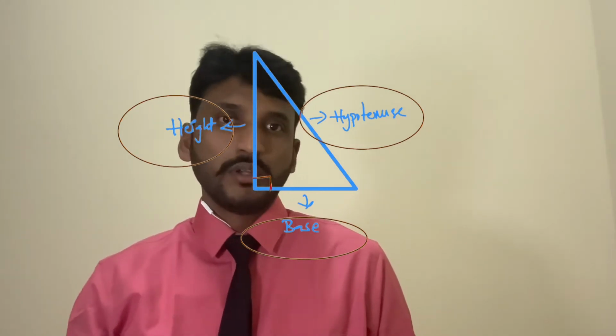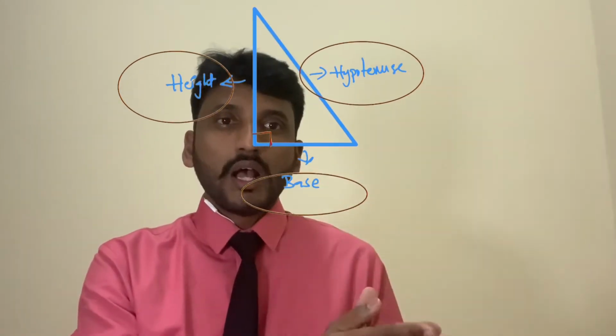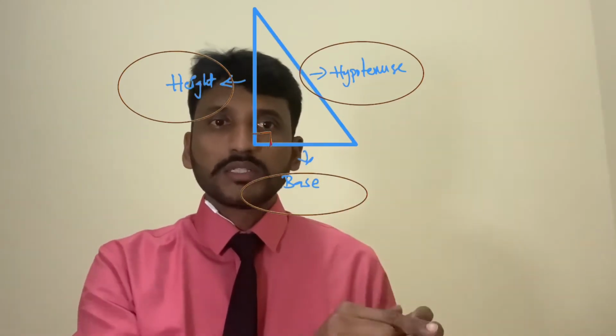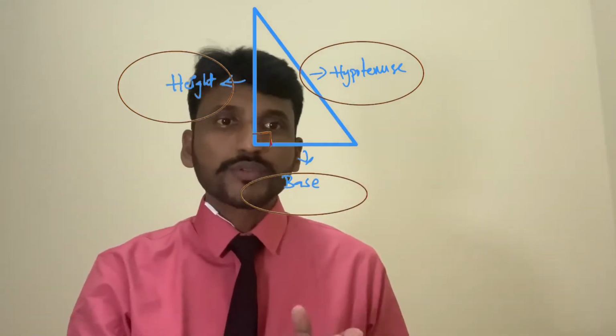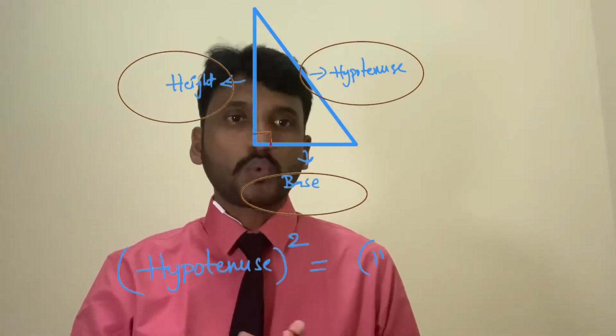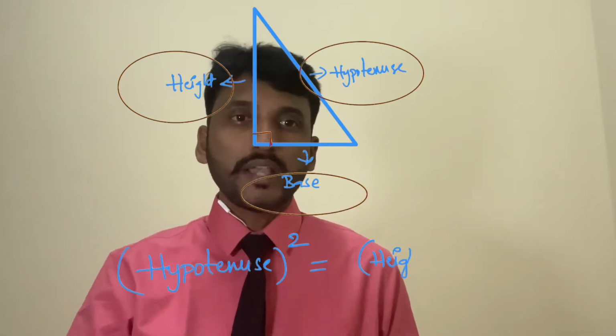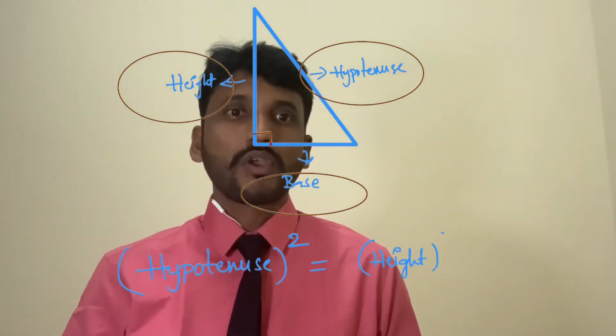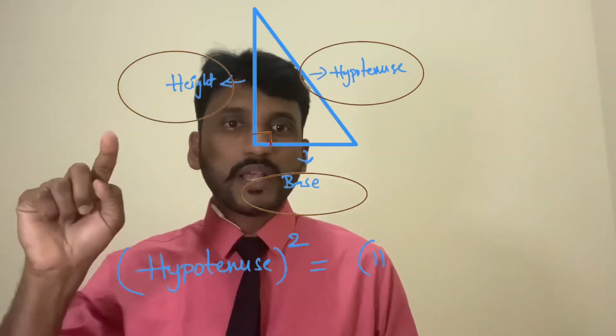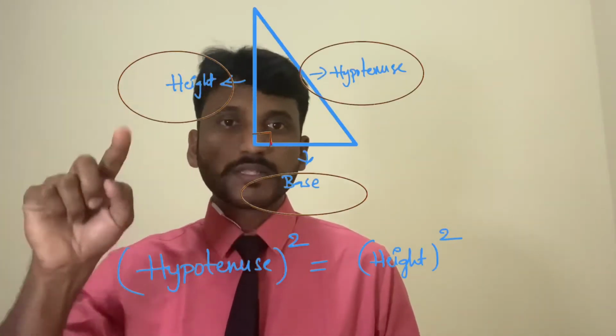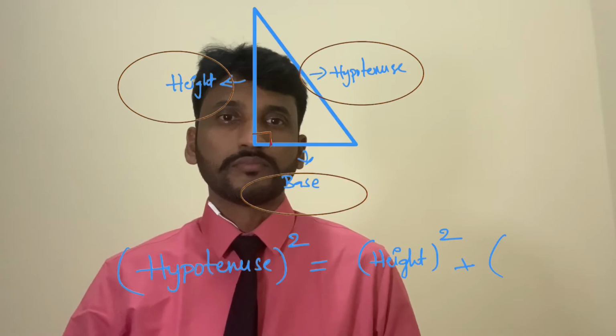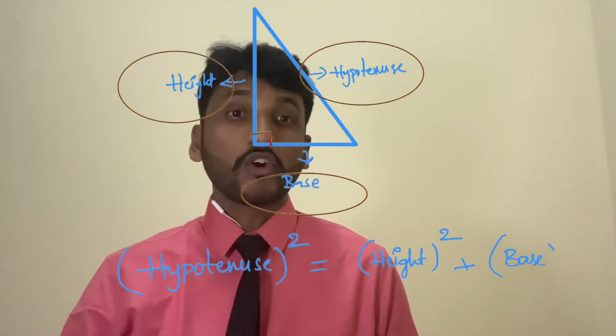Let's take the rule. Pythagoras says the square of the side hypotenuse, the hypotenuse square, that is hypotenuse times hypotenuse square, equals height square plus base square. This is the Pythagoras rule.